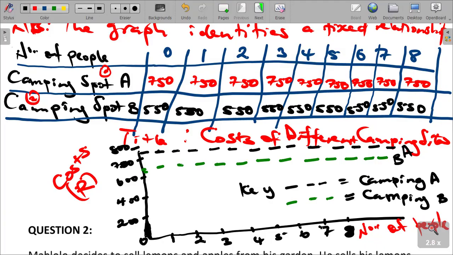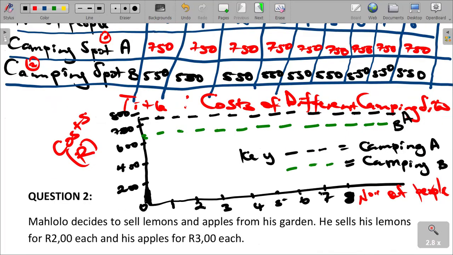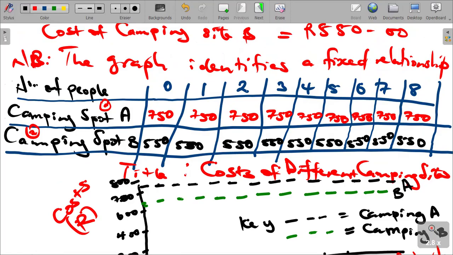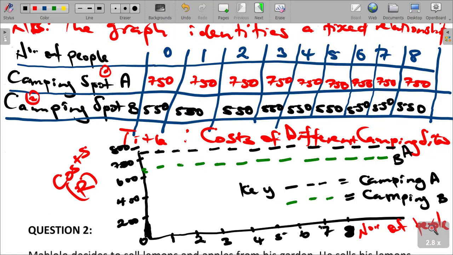As you can see, family, I want you to understand that you are supposed to understand the type of graph that you are drawing. It must be illustrated by your answer, and your answer is drawn from the table that we have. The number of people are given in the question, you don't change them. The question said there must be 8 people, and the prices for different camping sites are given there.